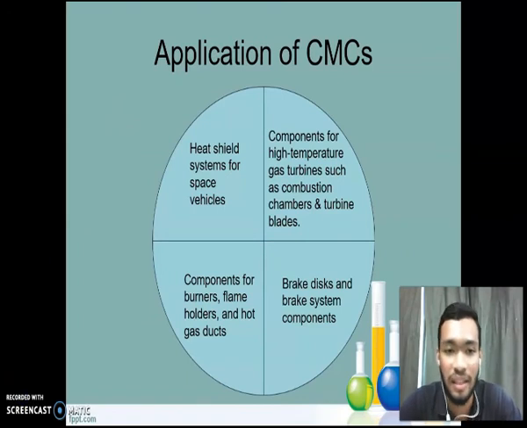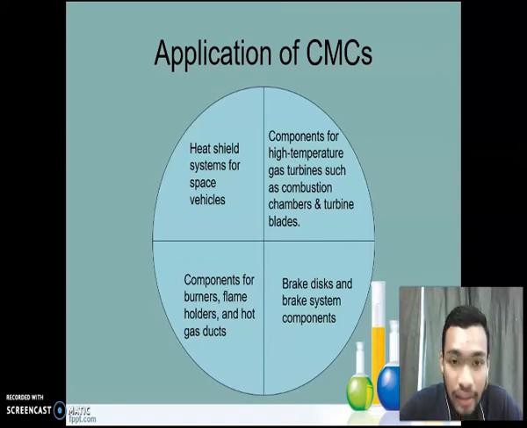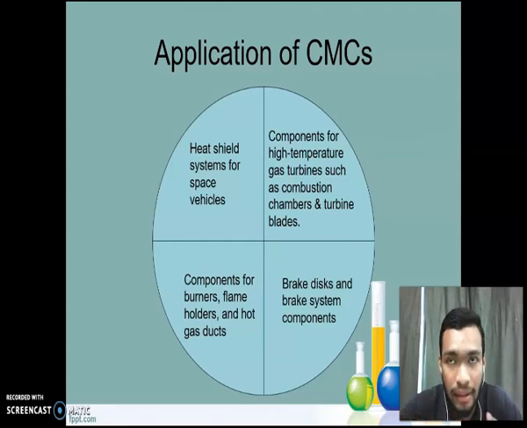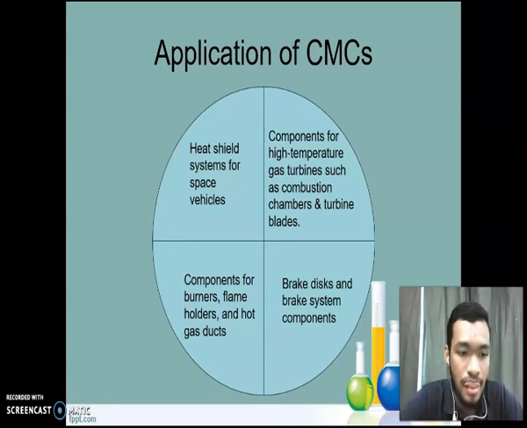The first application for CMC is heat shield systems for space vehicles. It is because when we enter the atmosphere, there is a higher temperature and higher pressure. So when we use CMC, it can overcome all the pressure and temperature, so it does not crack easily. Understand?